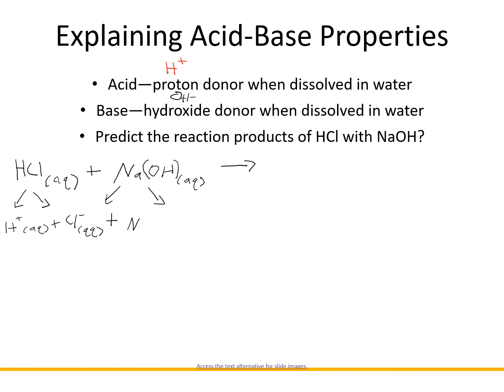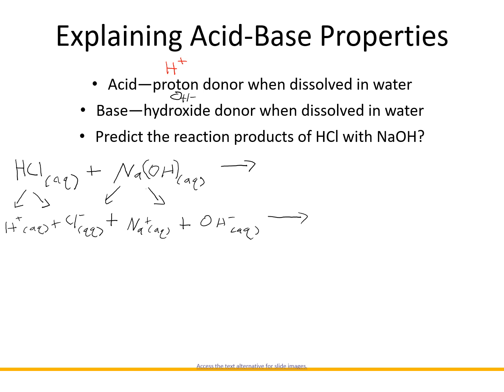Plus sodium ion, aqueous, plus OH- ion, aqueous. And what could this react to form? So what are the ways that we can combine these 4 entities? We could recombine sodium with the hydroxide and the proton with the chloride, but acids don't have a strong affinity for their protons. They like to donate those, so that's not going to happen. And hydroxides don't have a strong bond to their metal ions, so that's really not going to happen either.